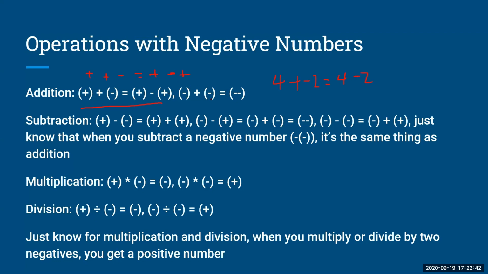If you had a negative plus a negative, you would get a bigger negative. So if you had -4 plus -2, it would make you a -6. You just add the values of the numbers and keep the negative sign. Subtraction, just know that when you subtract a negative number, it's the same thing as adding a positive number.